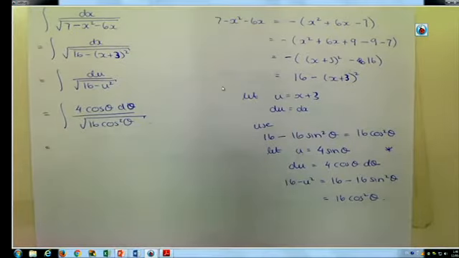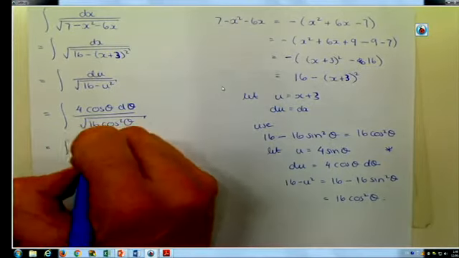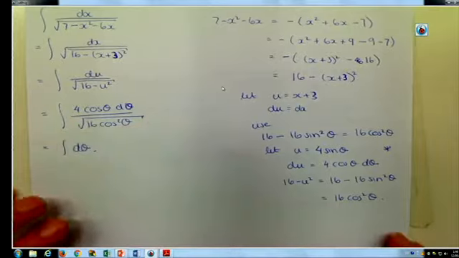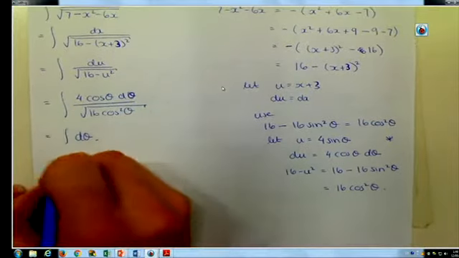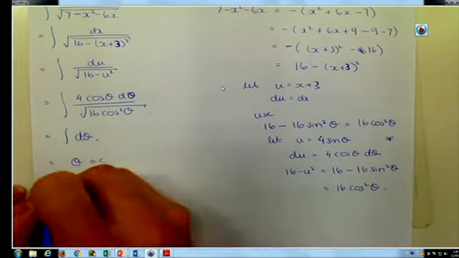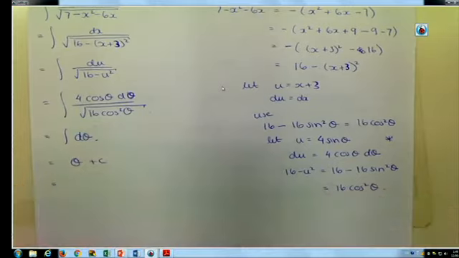Okay, so we've got a 4 on the top line and we've got a square root of 16 on the bottom line. Those are going to cancel out. We've got a cos on the top line and a cos squared square root on the bottom line, so those are going to cancel out as well. And now it's really easy. Okay, so that's our answer in terms of theta.